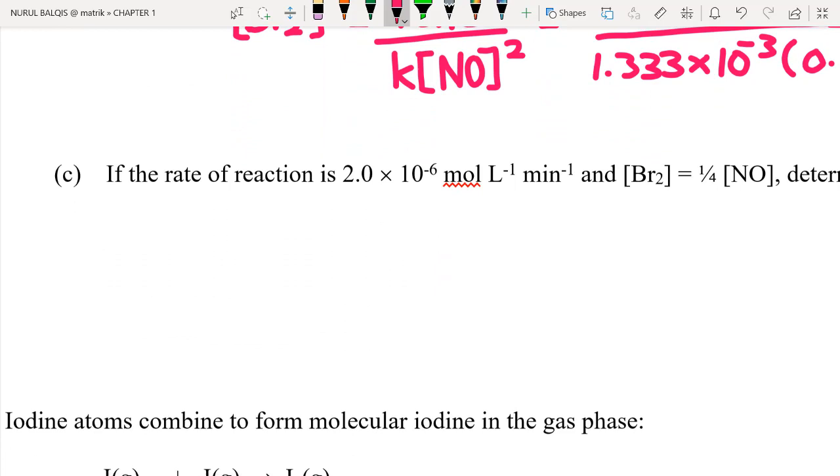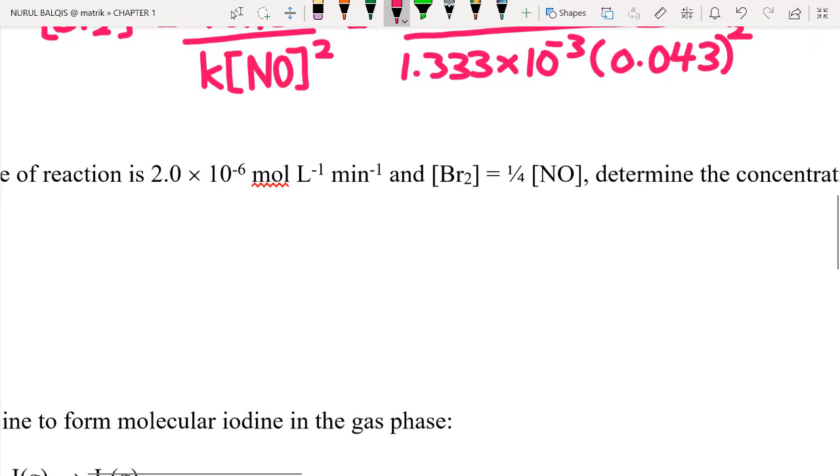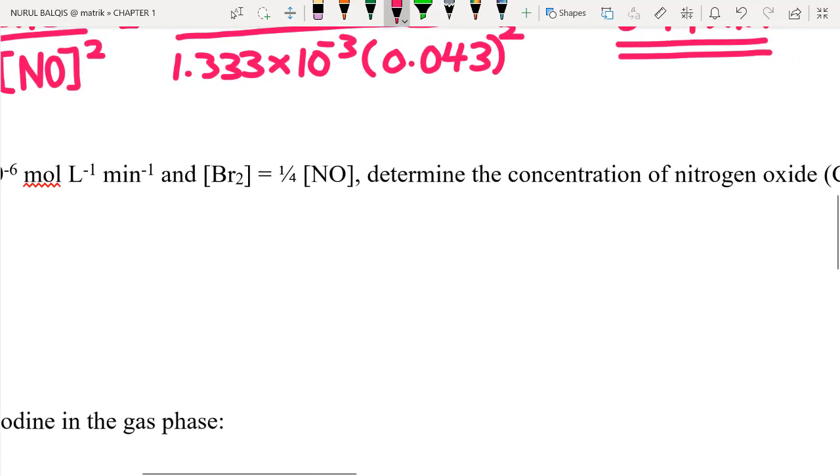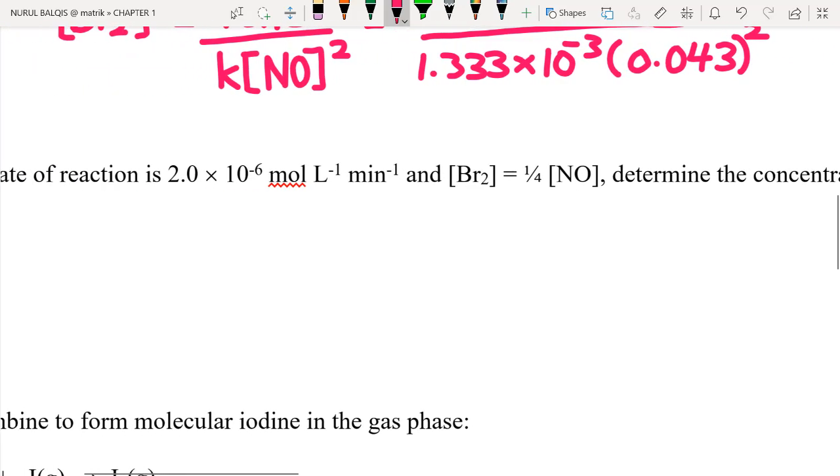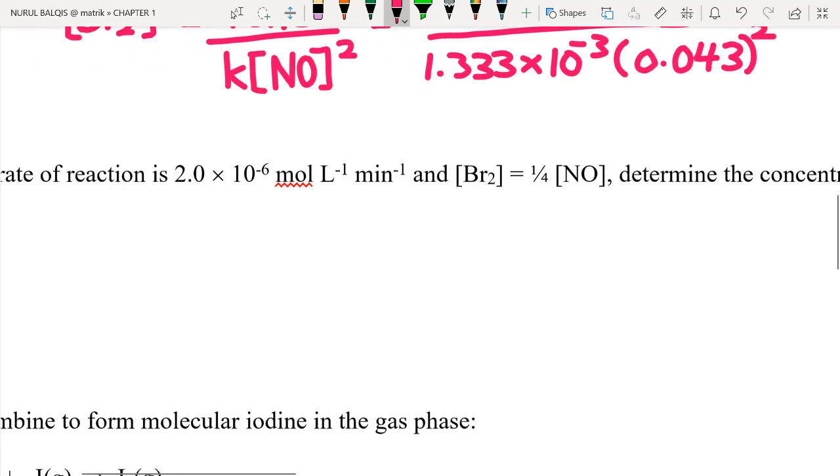Again, we are given the rate of reactions, which is 2 times 10 to the power of negative 6 mole per liter per minute. But this time around, we are given Br2 concentrations, which is 1/4 NO. So now we want to determine the concentrations of nitrogen oxide. This time around, the concentrations given is not in terms of molarity, it's not in terms of the value, but they give some substitution to be made on the rate law.